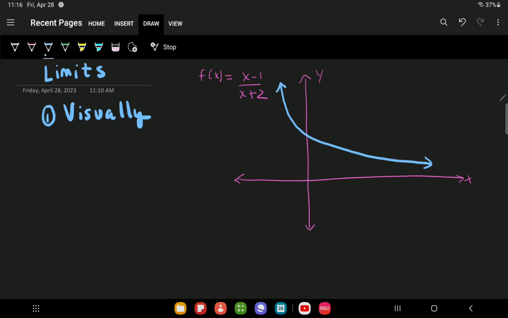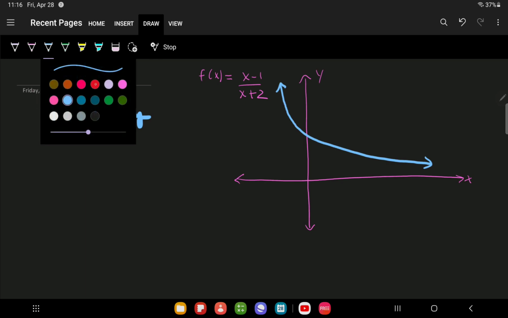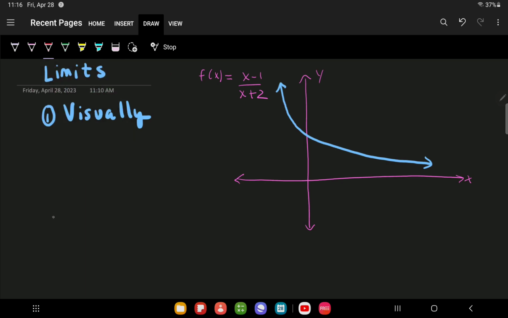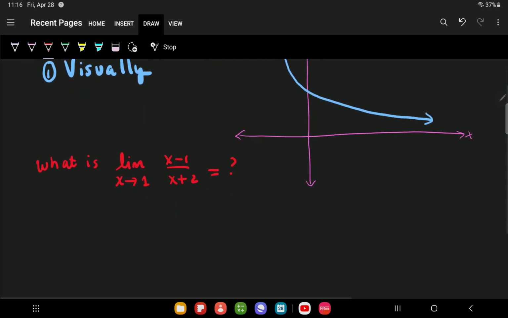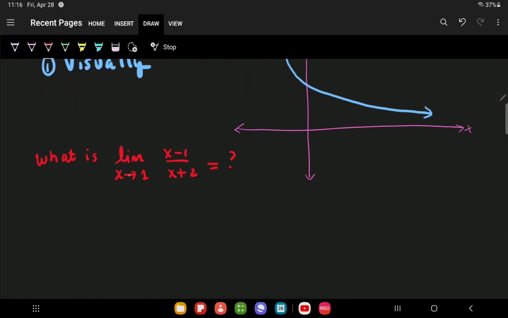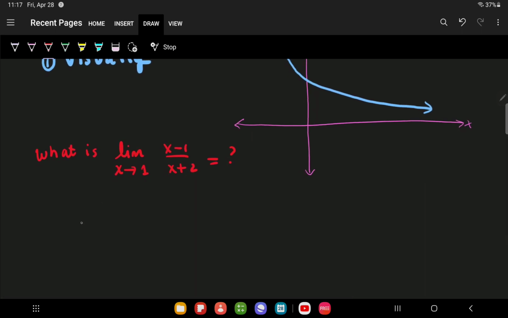And the question we can ask from this is, what is this notation right here? When we write something like this, we mean, what is the limit as x approaches a of (x minus 1) over (x plus 2)?